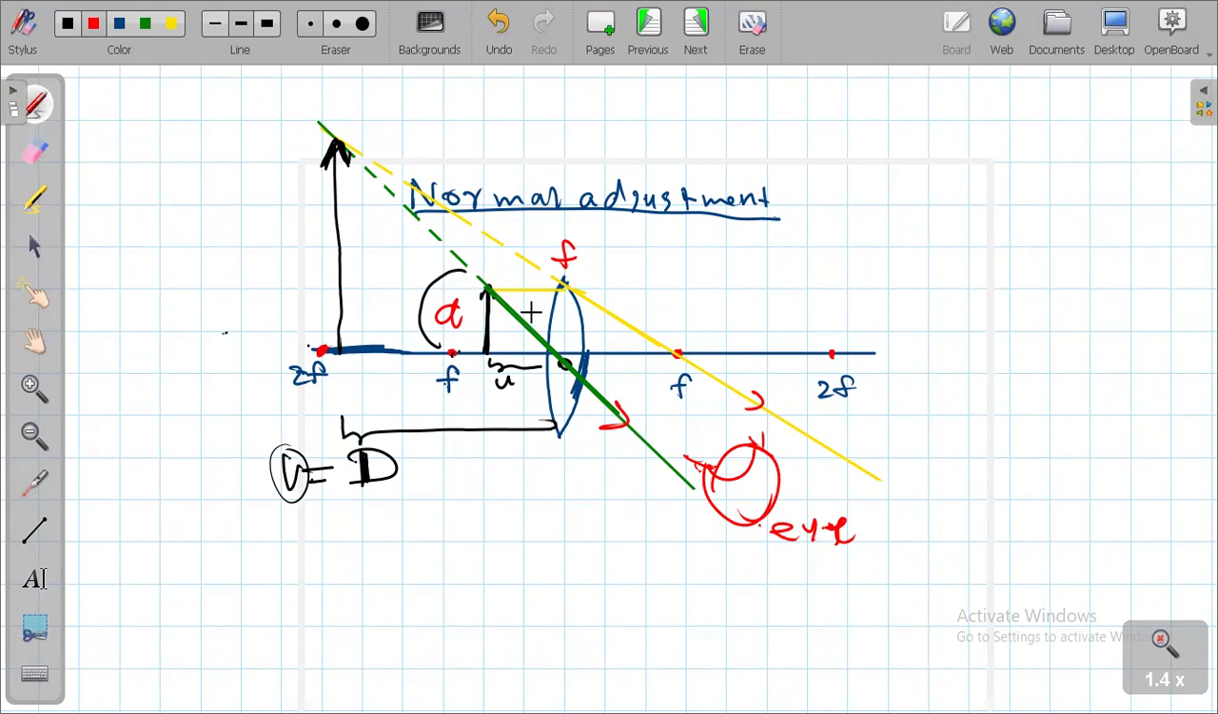Copy this diagram, please. Object and image. It is like capital H, this simple H.